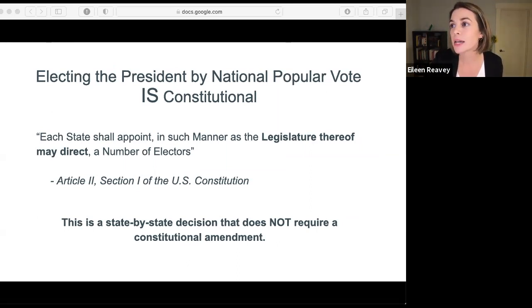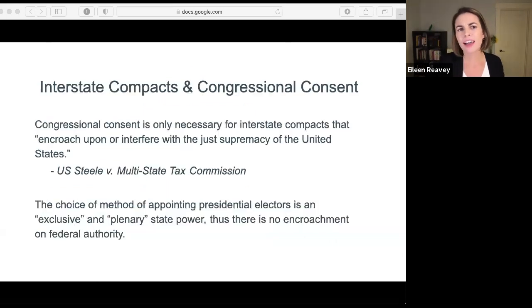Now, another question that sometimes comes up is, well, isn't there something in the Constitution about congressional consent and interstate compacts? And you said this was a compact. So yes, if you were thinking that, gold star. Article 1, Section 10 does say that congressional consent is required for interstate compacts. However, the Supreme Court has ruled that consent is only necessary for compacts that encroach upon federal supremacy. Now, it's our belief that this absolutely does not encroach upon federal supremacy because we are using an explicit power left to the states in the Constitution, and those states are exercising that power.